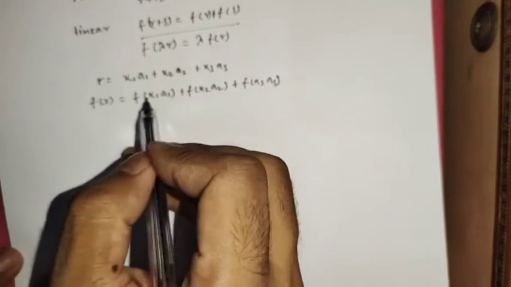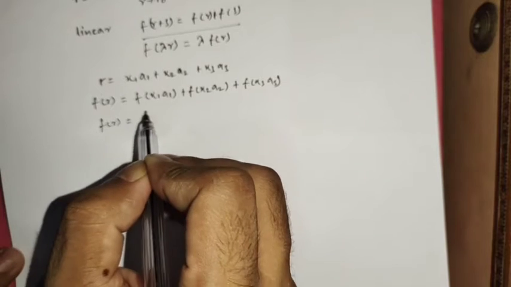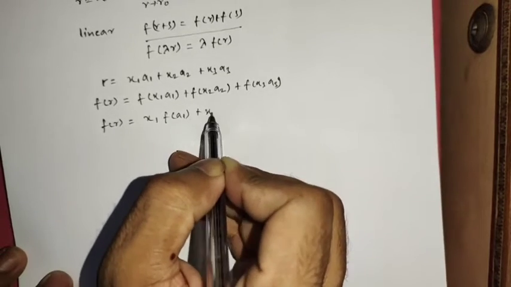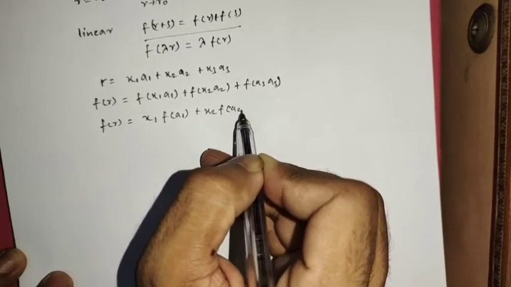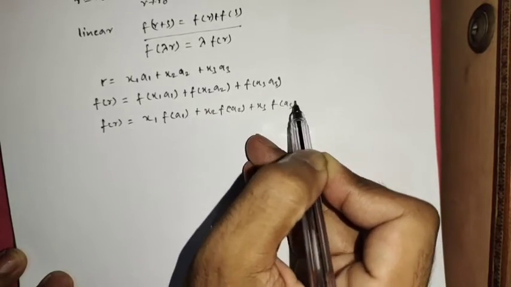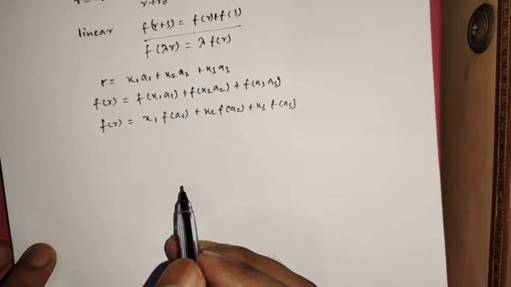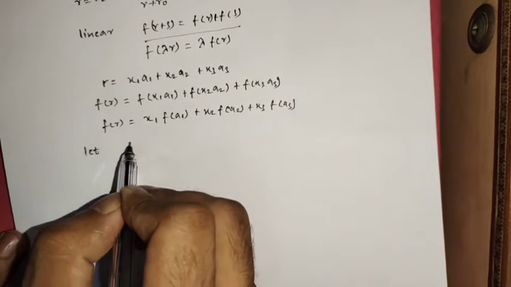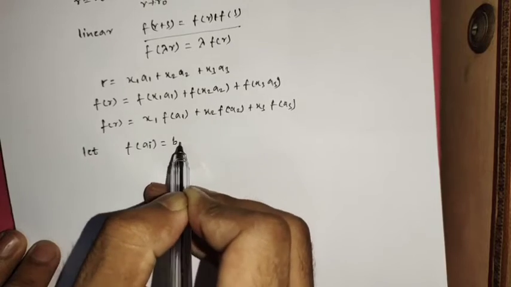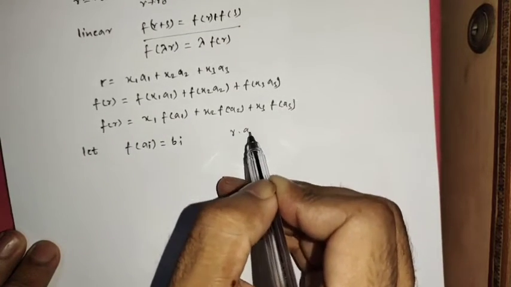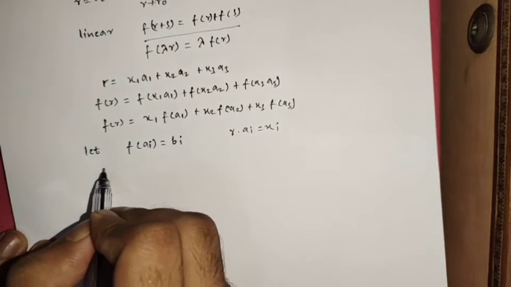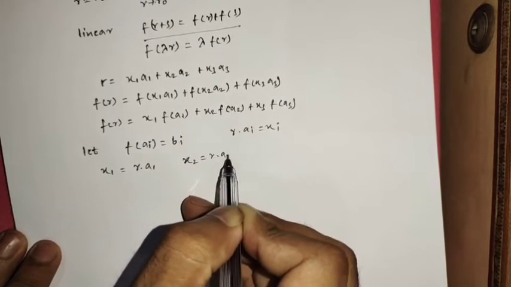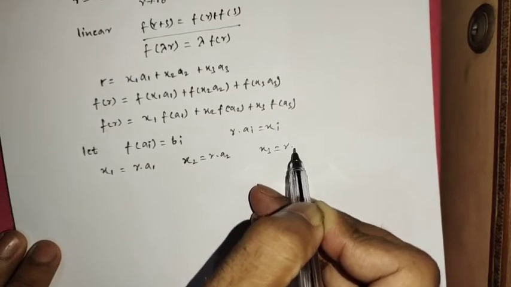Okay, and the same thing I can also write as x1 f of a1 plus x2 f of a2 plus x3 f of a3. Okay, so from here consider one more transformation. Let f of ai equal bi. Another thing: r dot ai is equal to xi. So x1 equals r dot a1, x2 equals r dot a2 and x3 equals r dot a3.